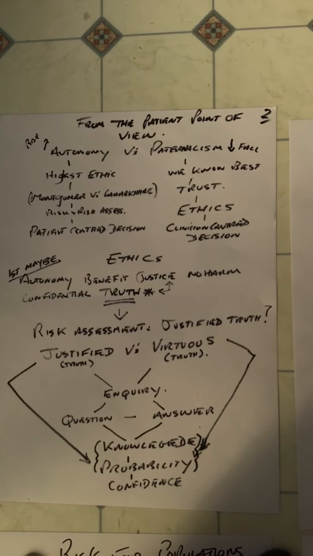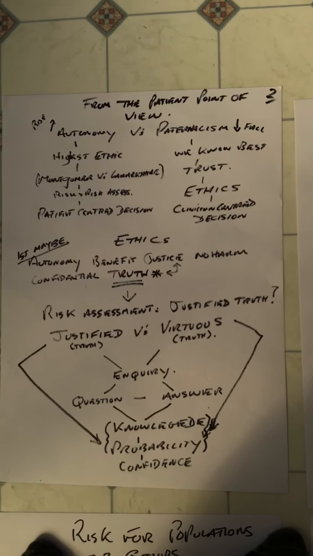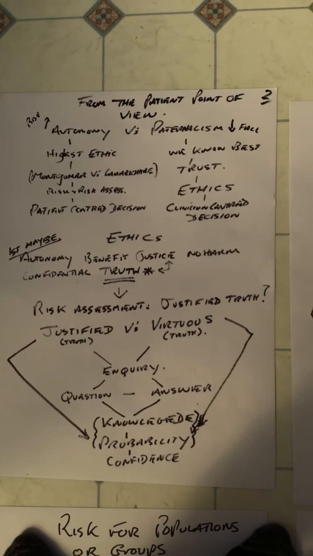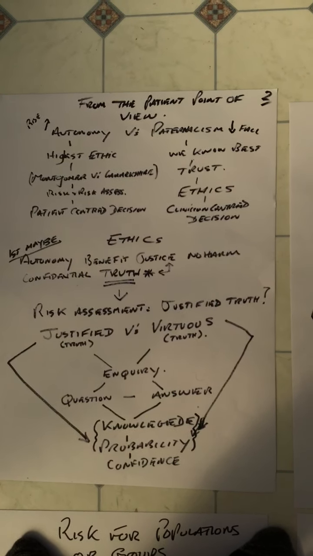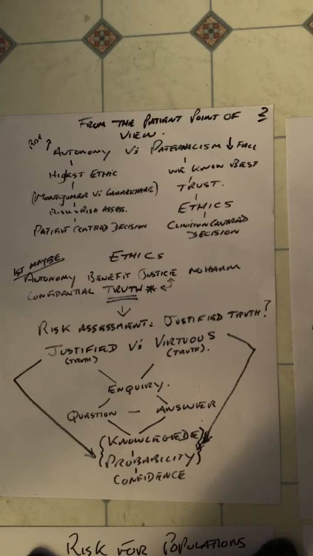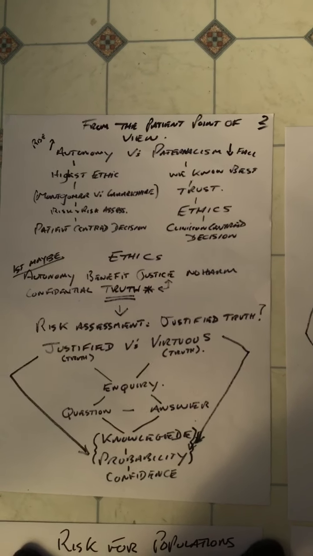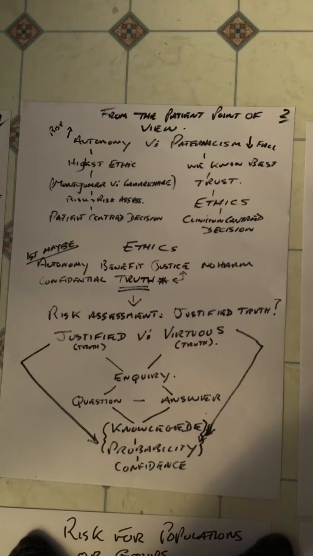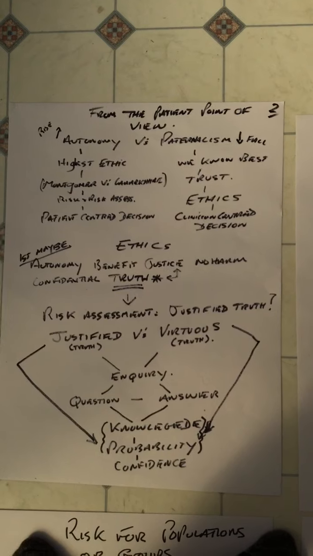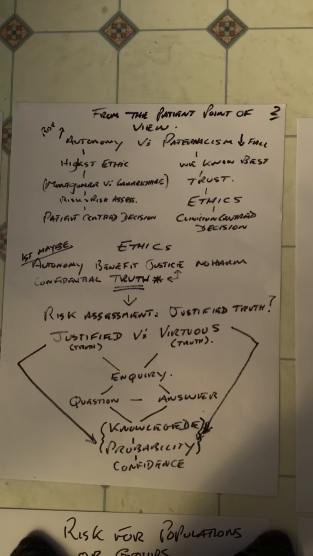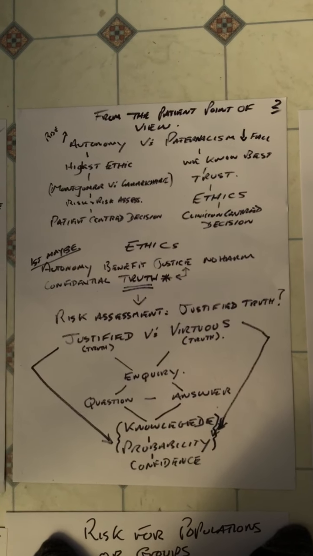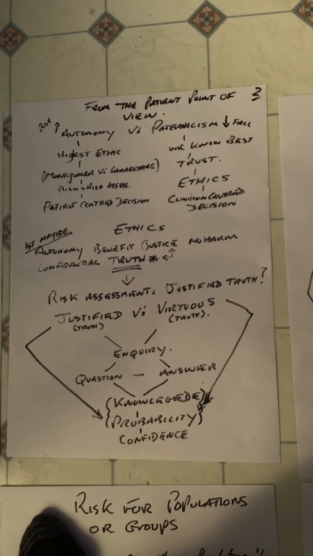But we want to know that the conclusions we come to have got some truth. So we have to ask the question, is our risk assessment justified truth, or how do we come to be justified? So I split it up into justified and virtuous. I put truth underneath because it's a question of whether we can know truth. I don't know. Anyway, there are forms of inquiry with questions and answers that lead to knowledge with a probability that it's right, and some confidence we have in our ability and the methods that we use that would produce something we could call truthful.